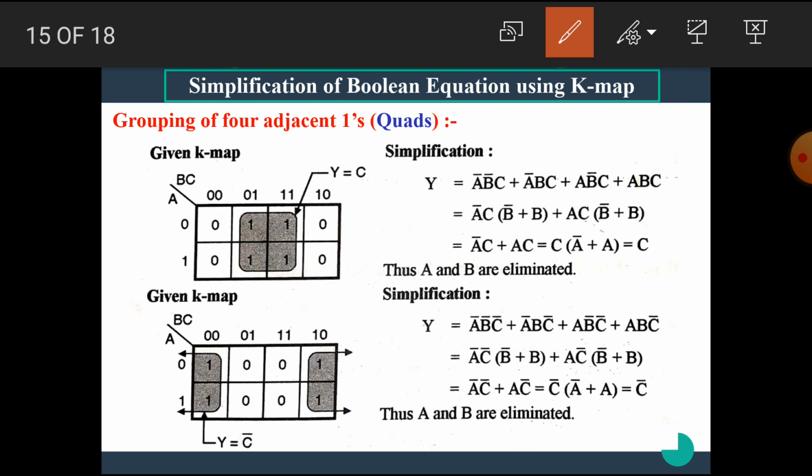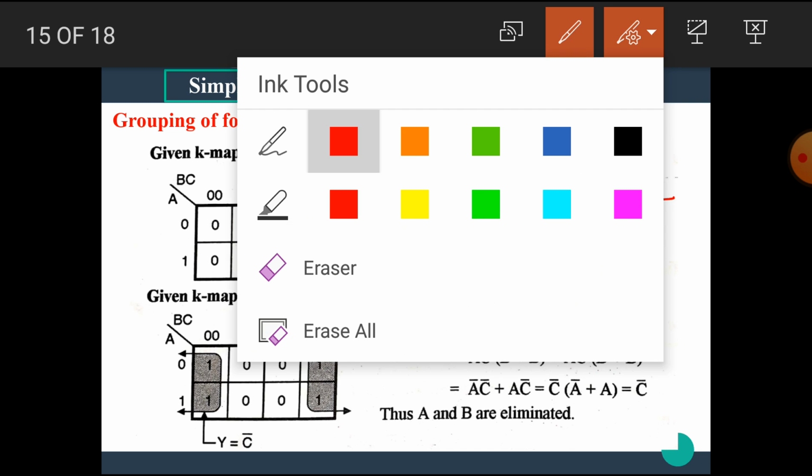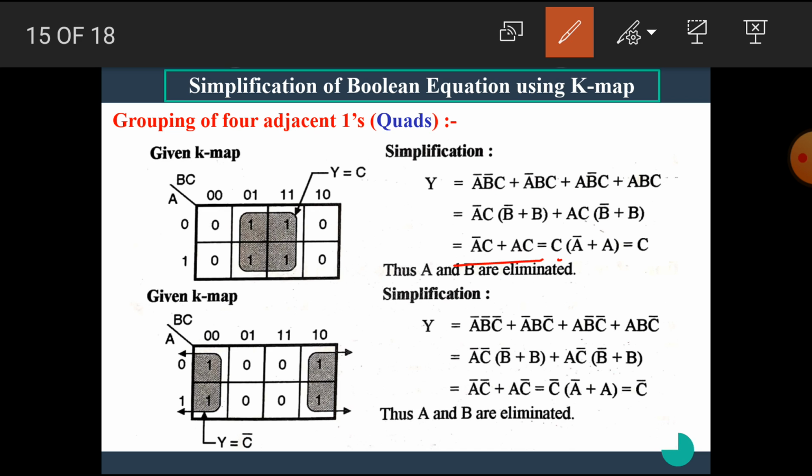Okay, then after writing all the minterms we have to find the common. In the first two terms the common is a bar c, and we get a bar c into bracket b bar plus b. In the last two terms the common is ac, and we get ac into b bar plus b, but b bar plus b is equal to 1, hence we get here a bar c plus ac. Again in these two terms we get c as a common, hence we get c into a bar plus a, but a bar plus a is equal to 1, hence we get the equation c here.